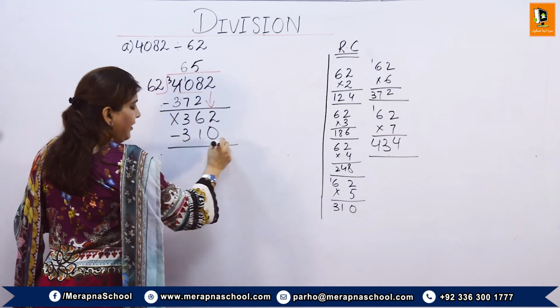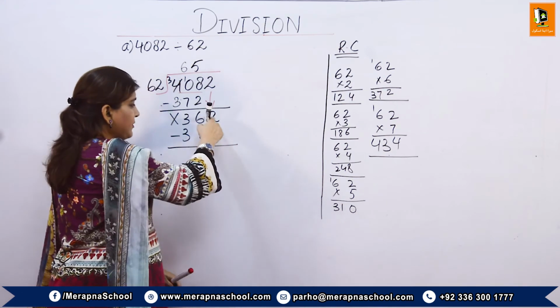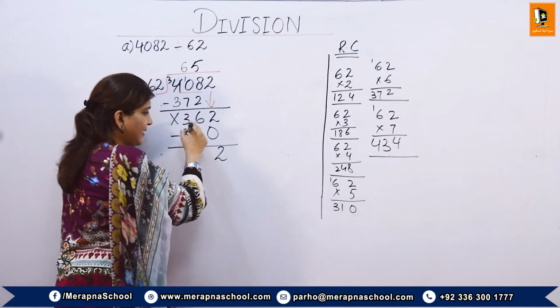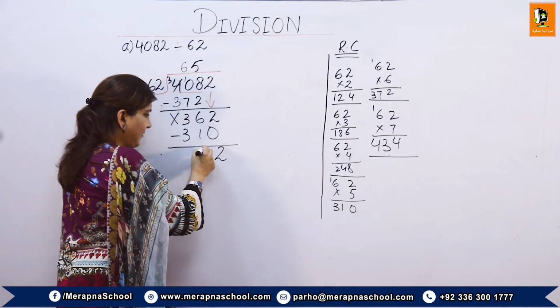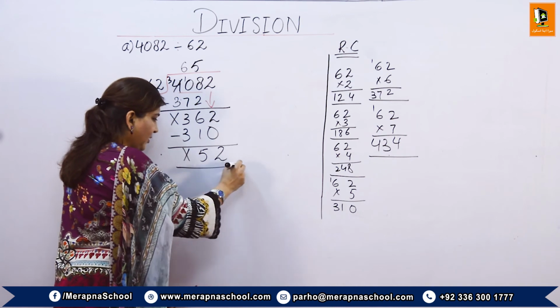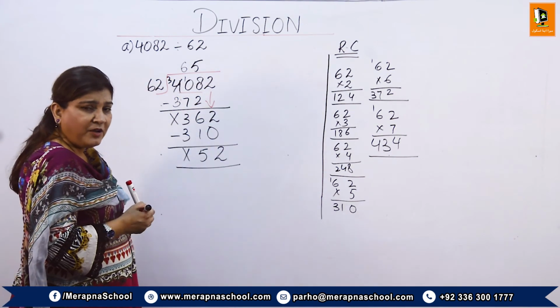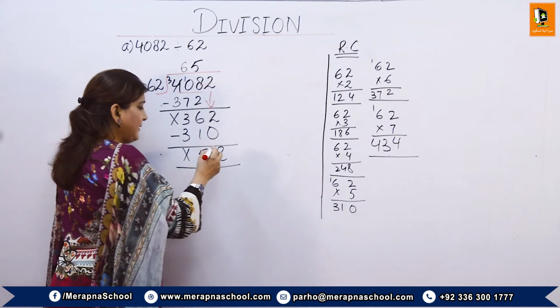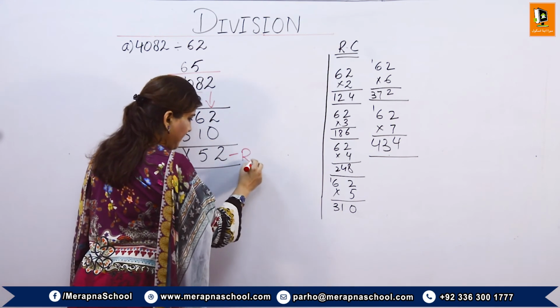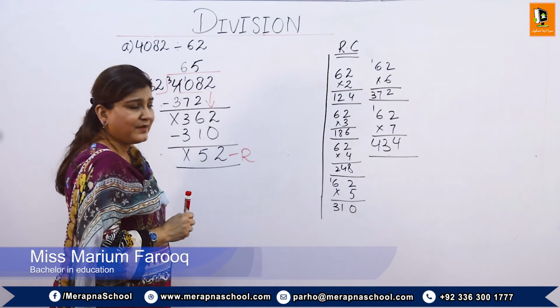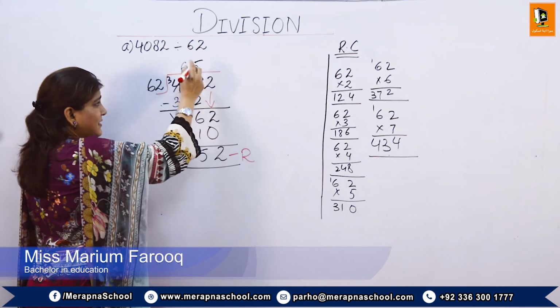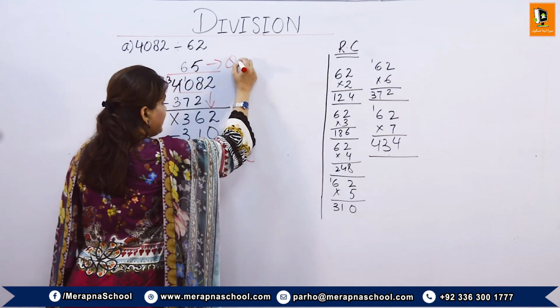310. Now you are going to minus it. 2 minus 0 is 2. 6 minus 1, 5. 3 minus 3, 0. So 52. After this we have no more numbers. So what we'll do? This 52 will be the remainder. And where is the quotient? Yes, the top number, this 65, is the quotient.